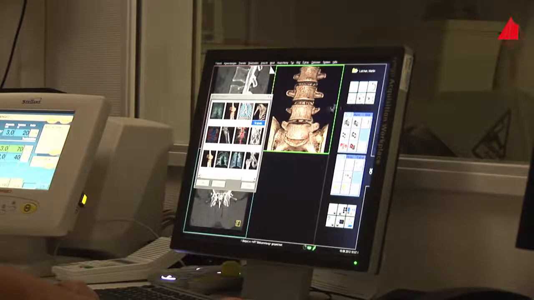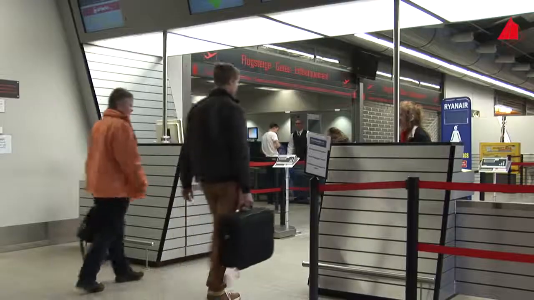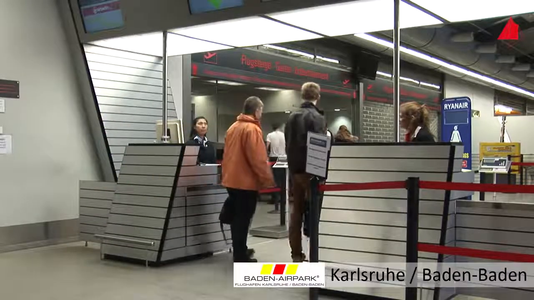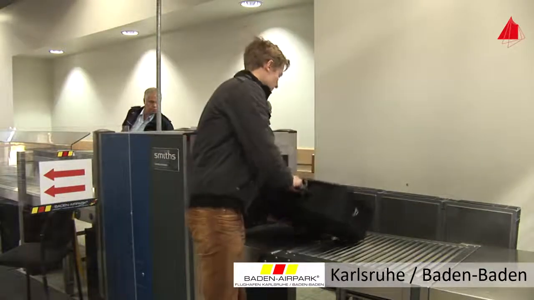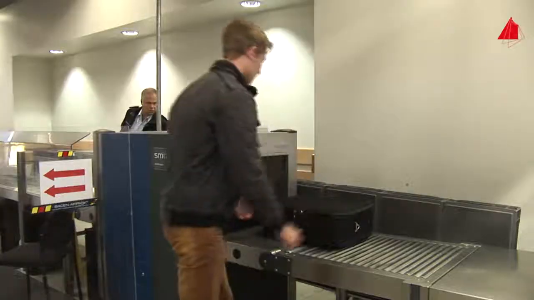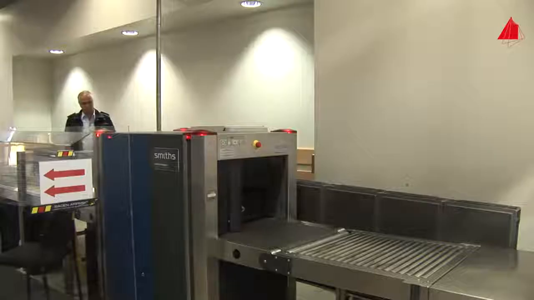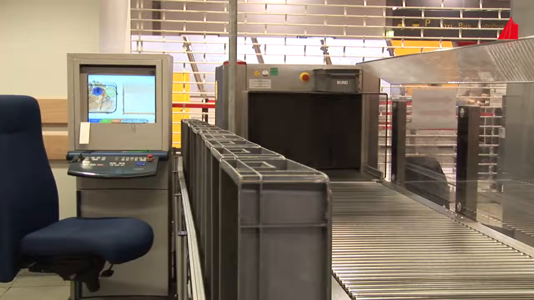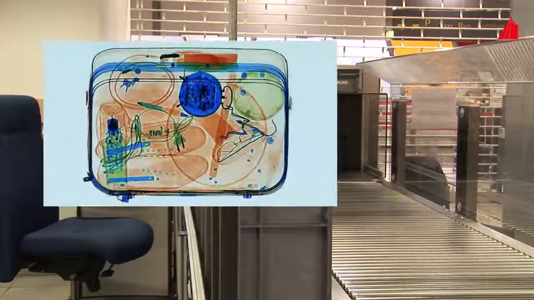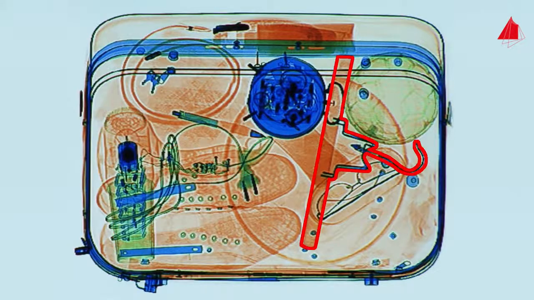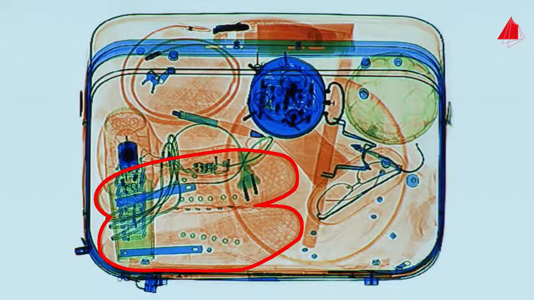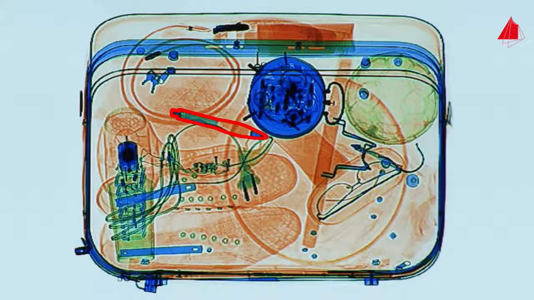But X-rays are not only used as a diagnostic tool. They also contribute to our security, for example at the airport. At the security gate, each piece of luggage is examined by X-rays, also the suitcase. The X-ray image of the suitcase looks like this. Various objects can be identified. An alarm clock, a pair of glasses, a hairdryer, a trouser hanger, a pair of shoes, and many other items.